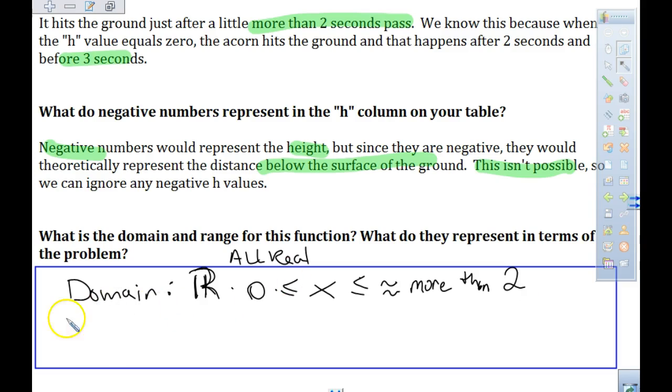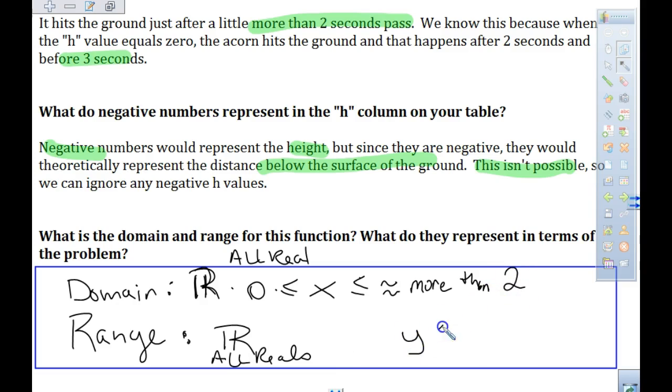What is our range? What was the highest up? Where did it fall from? 70 feet. So again, all real. What's the lowest the y goes? When it hits the ground? 0. So this is our y values. The tree could be at 70, stays in the tree, doesn't fall, all the way to 0. All real numbers. And this is talking about the height.